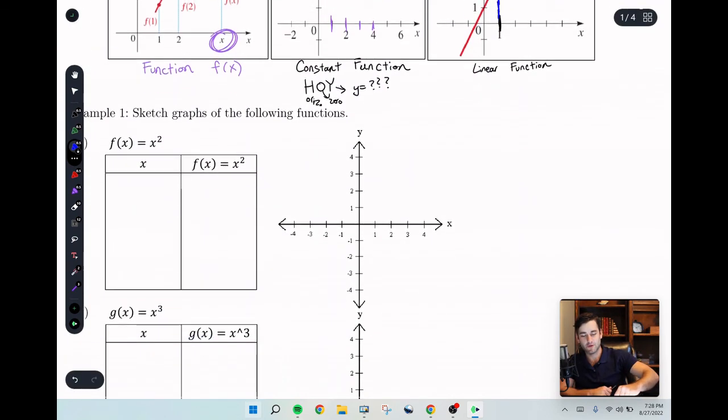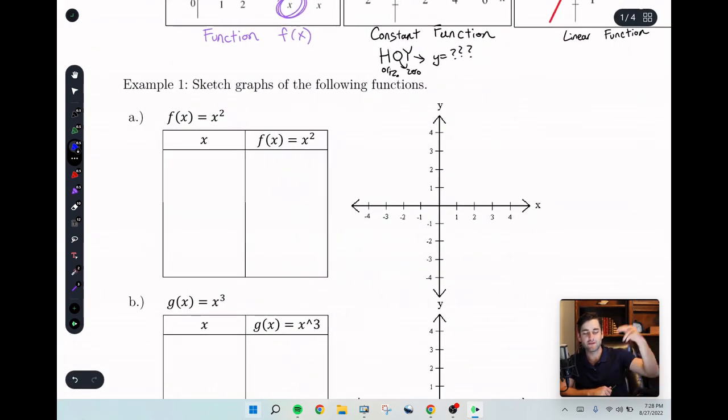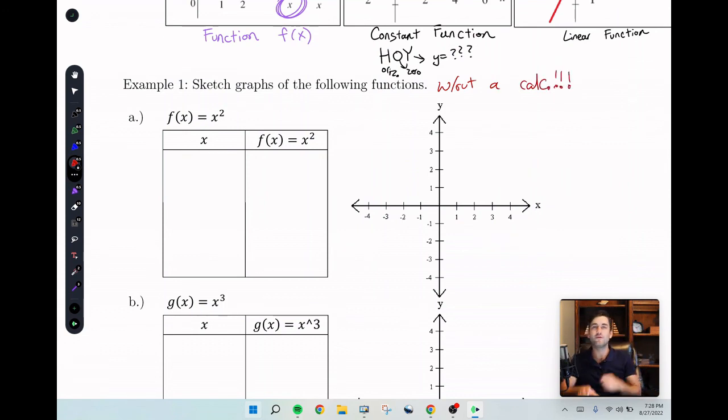All right, let's keep going. Sketch the graphs of the following functions. And I should make this note: without a calculator. You don't need a calculator because you've got your brain, you got your pencil, you can write it down. You don't need a calculator to graph these. All right, let's see what happens.